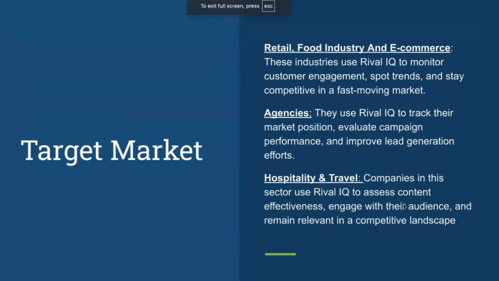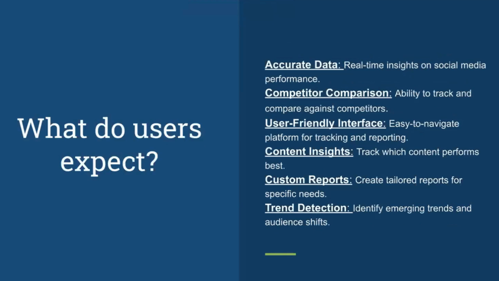So the target market. Who is Rival IQ's target market? Retail, food industry, e-commerce, agencies, hospitality, and travel. These are all people who Rival IQ is targeting. These industries use Rival IQ to monitor customer engagement, spot trends, track their market position, evaluate campaign performances, assess content effectiveness, engage with their audience, and they really get to see how they can remain relevant in a competitive landscape.